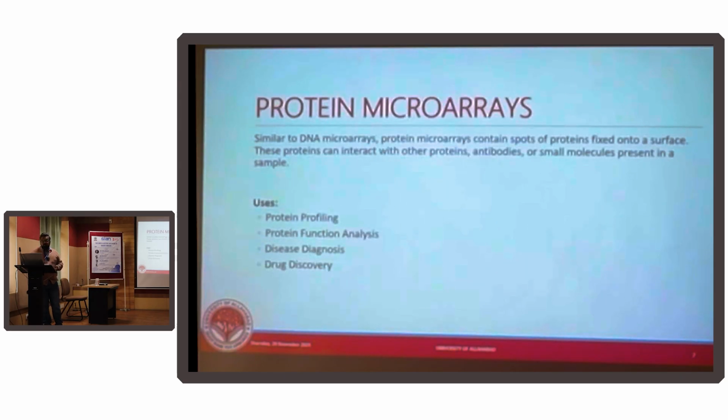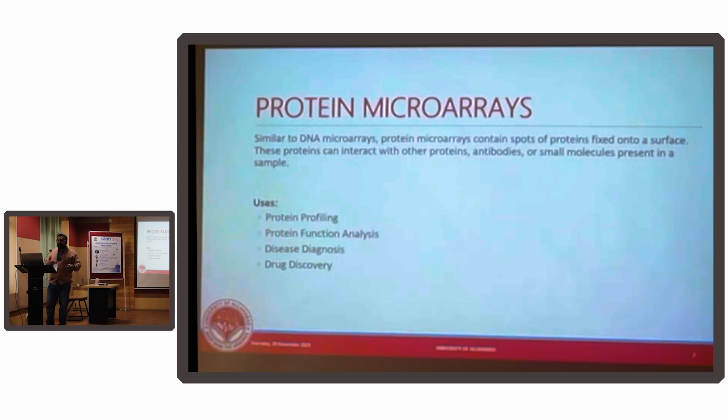But when we talk of protein microarrays, this was a later development, and what people did was similar to DNA microarrays. They started printing small proteins onto a surface or a glass chip, right? And these proteins can interact with other proteins. And how do these proteins interact? A very common interaction is antigen-antibody, right? So if you have antigens presented on a glass chip, antibodies will come and bind.